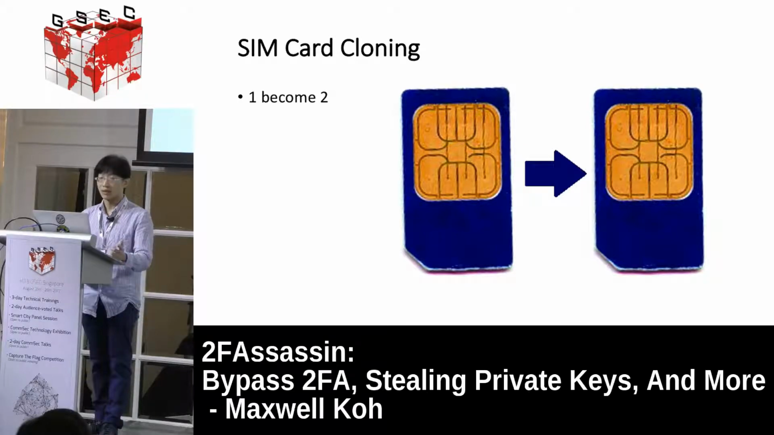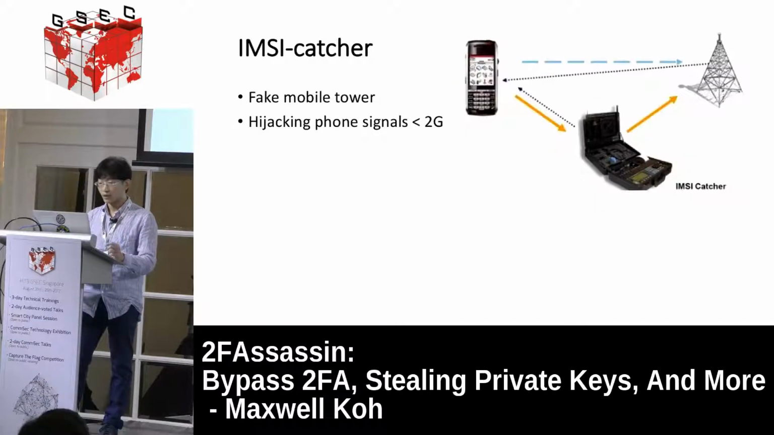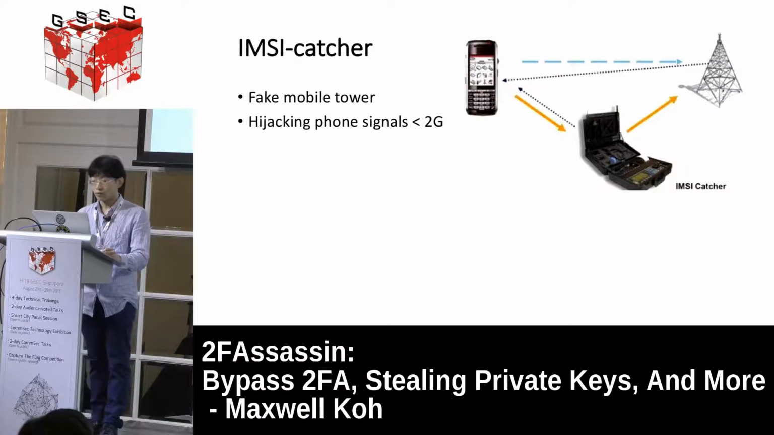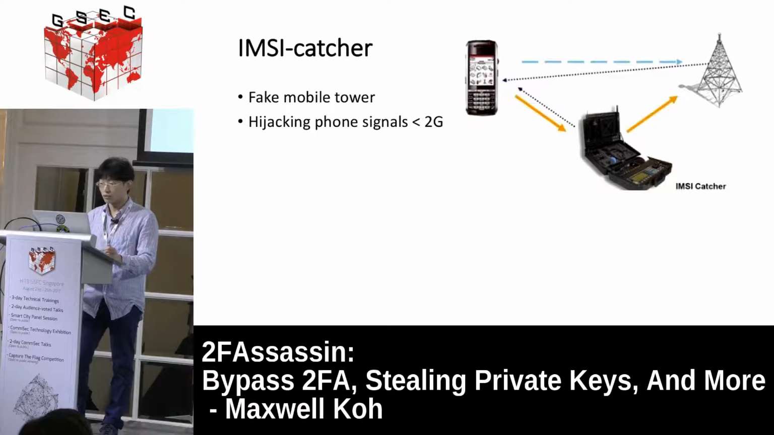By cloning the SIM card, you can receive the OTP as well. Or you use an IMSI Catcher. This device allows you to set up a fake mobile tower. It can hijack and intercept phone signals, including voice and text messages, usually targeting phones on the older 2G system because they cannot tell the difference between a real and a fake tower. It also blocks the 3G and 4G signals, forcing the mobile phones nearby to switch to unsecure 2G service. And it's frequently used in rural areas because 2G service is more common.